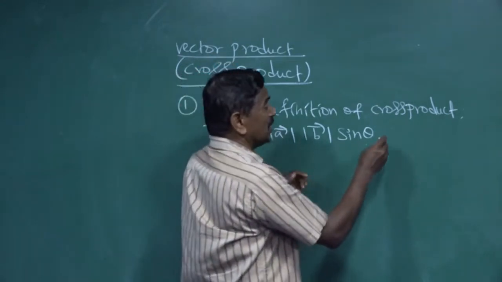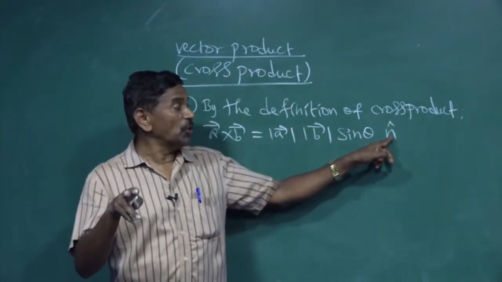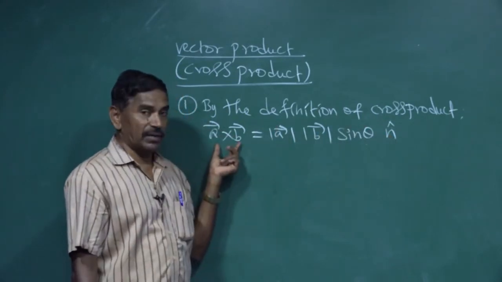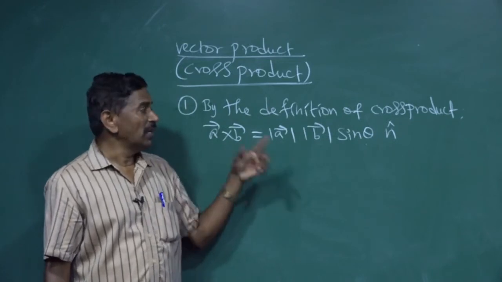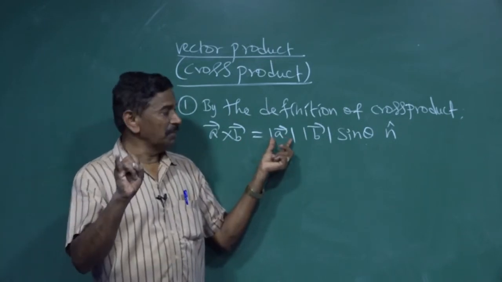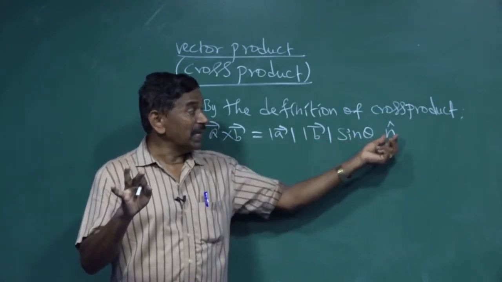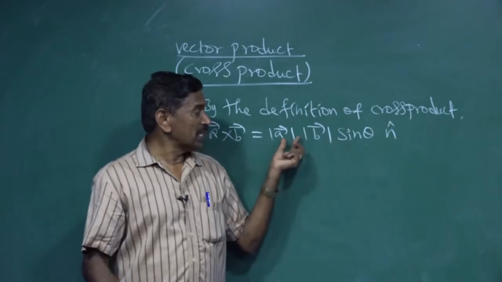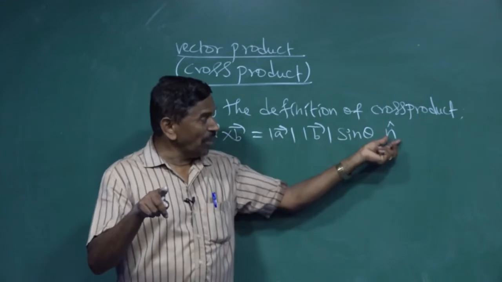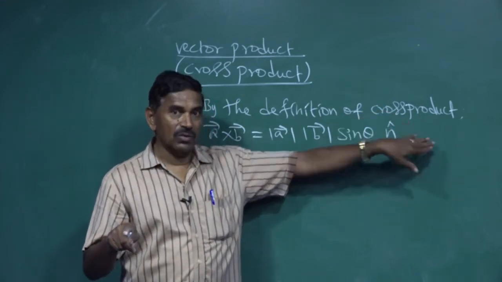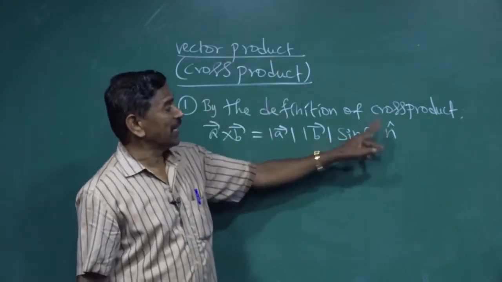So to get the vector answer, the perpendicular unit vector is n cap, where n cap is the unit vector perpendicular to both A vector and B vector, and theta is the angle between A vector and B vector. Here modulus A vector is a scalar, modulus B vector is a scalar, sin theta is a scalar, but n cap is a vector. So scalar into scalar into scalar, a scalar into a vector. Scalar into vector is known as a vector. So the resultant is a vector. So the vector product gives a vector answer.